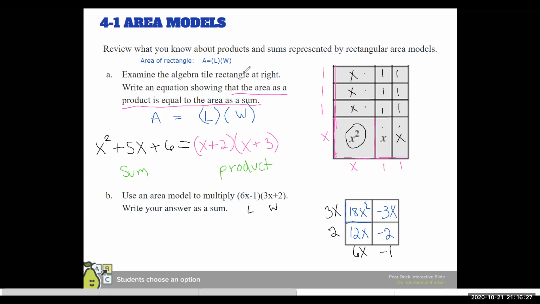So the final thing to do would be to write out the inside as an expression. So we have 18x squared. We always like to start with the term with the highest exponent. And then 12x and negative 3x actually can be combined because they're like terms. So 12x minus 3x is 9x. And then finally our constant, minus 2. And there is our answer as a sum.